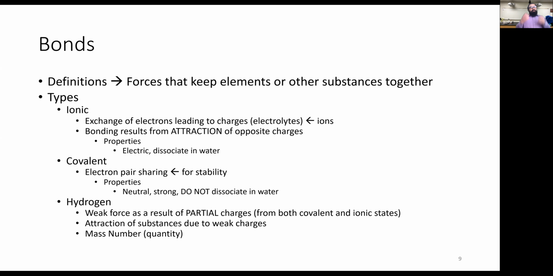So it's a matter of mass. It's a matter of quantity. So the more you have, the stronger the hydrogen bonds become. But believe it or not, the individual charges are very, very weak and tiny.